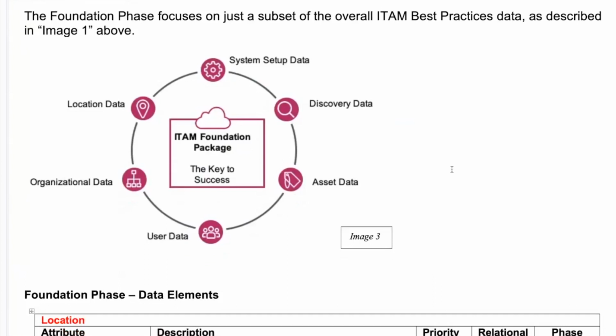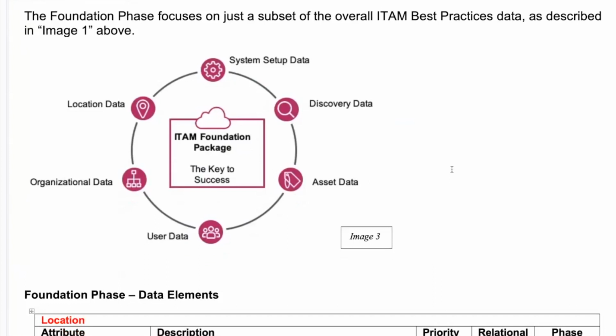The next element that we're after is the user data. And oftentimes I get asked the question, do I just need the users that are managing the system in there, or do I need everyone? And the answer, of course, is you want everyone in the organization that has an asset to be in there, because what I want to do is assign that asset to individual users.